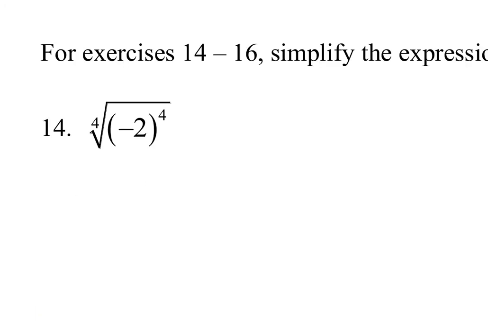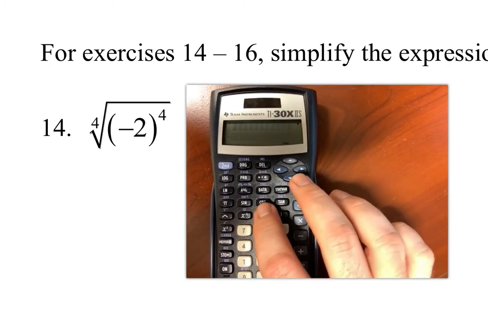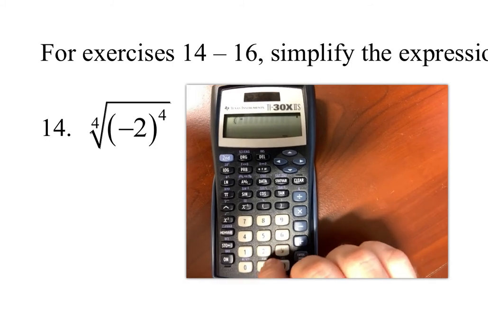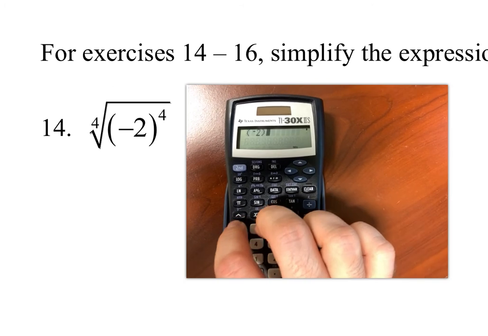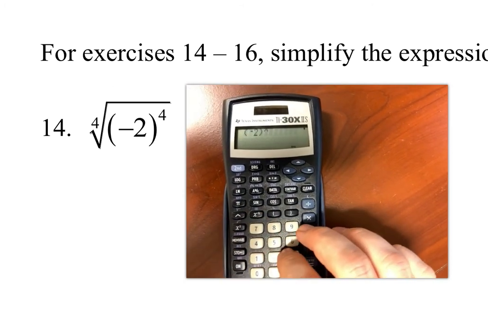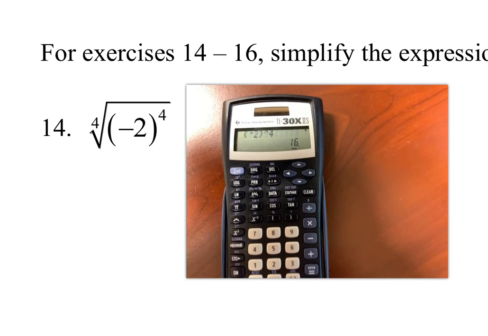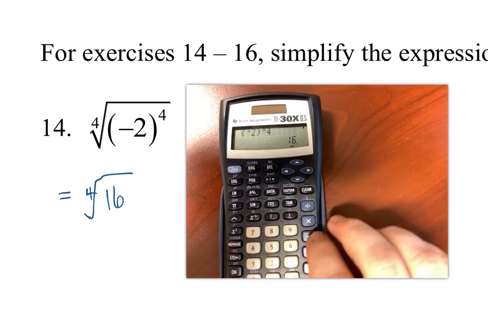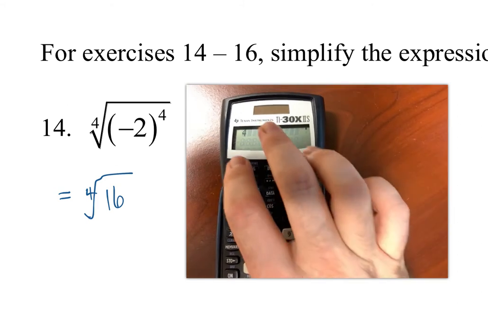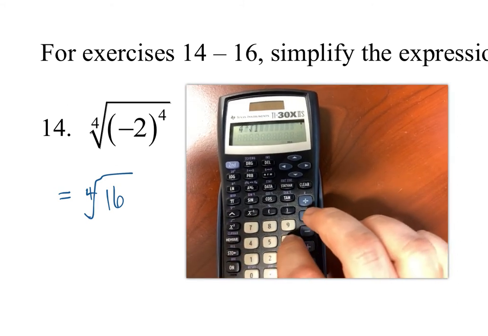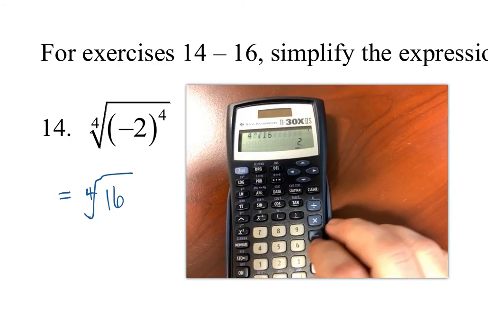Okay, the way I think about number 14, I actually raise negative 2 to the fourth power first, and this is easy to do in your calculator. You want to open the parentheses and hit negative 2, close the parentheses, and this caret key, pointing like a caret, lets you raise to a power. So negative 2 to the fourth is 16. Now, since negative 2 to the fourth is 16, we replace that negative 2 to the fourth with a 16 underneath the fourth root. So now we can take the fourth root of 16 to get positive 2.